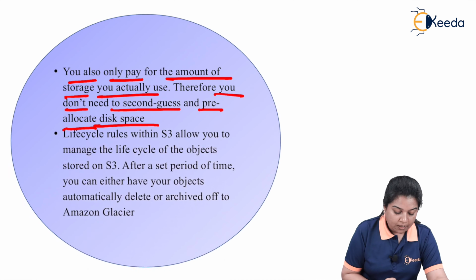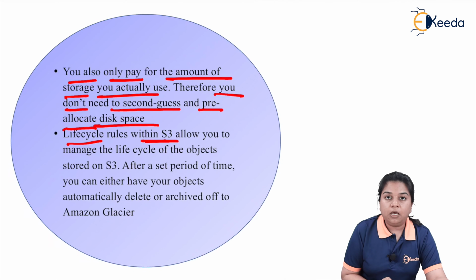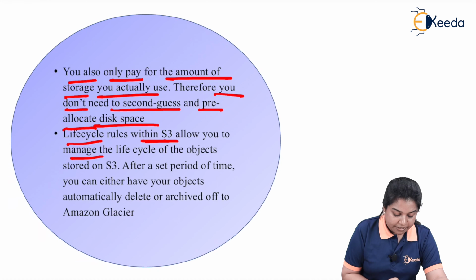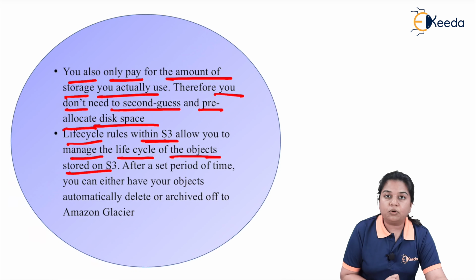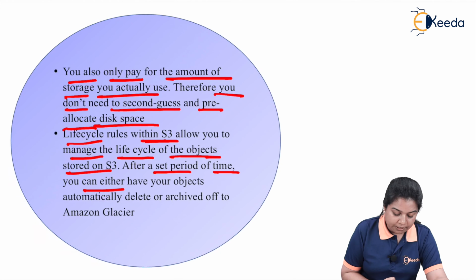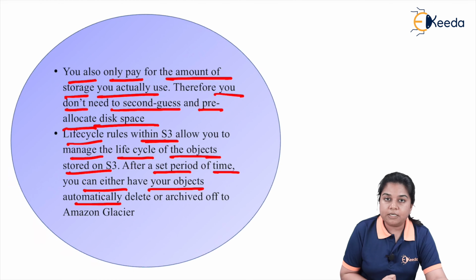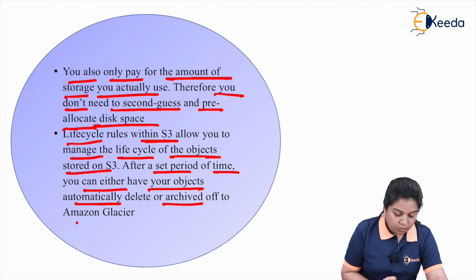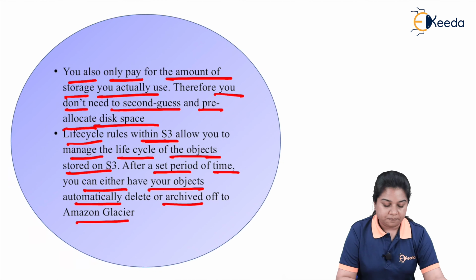Lifecycle rules within S3 allow you to manage the life cycle of the objects stored on S3. After a set period of time, you can either have your objects automatically deleted or archived off to Amazon Glacier.